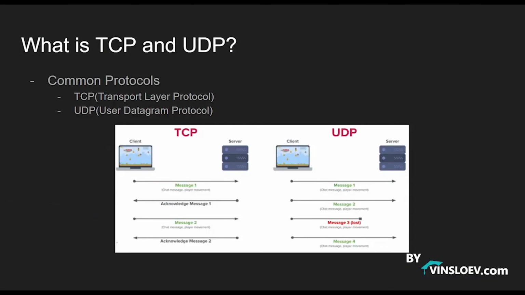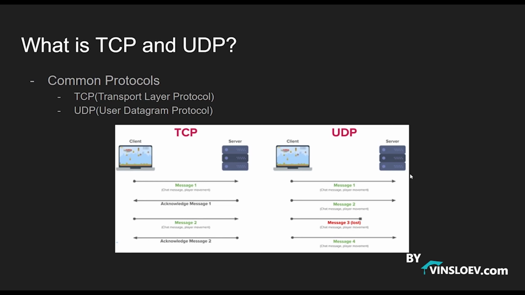So, what is TCP and UDP? These are the most common protocols used when doing networking. We have TCP, which is Transmission Control Protocol, and we have UDP, which is User Datagram Protocol. This is a way of transferring information between computers and over networks. And we have a graphical illustration of how they work right here. With TCP, when sending messages, we get an acknowledgement of that message, whereas in UDP we are just communicating one way, transferring a lot of data in one direction.